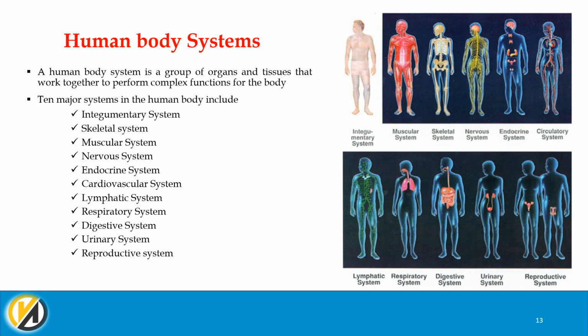The next one that needs to be discussed about the human body is human body systems. The human body system is a group of organs and tissues that work together to perform very complex functions of the body. There are a number of human body systems, to mention some.